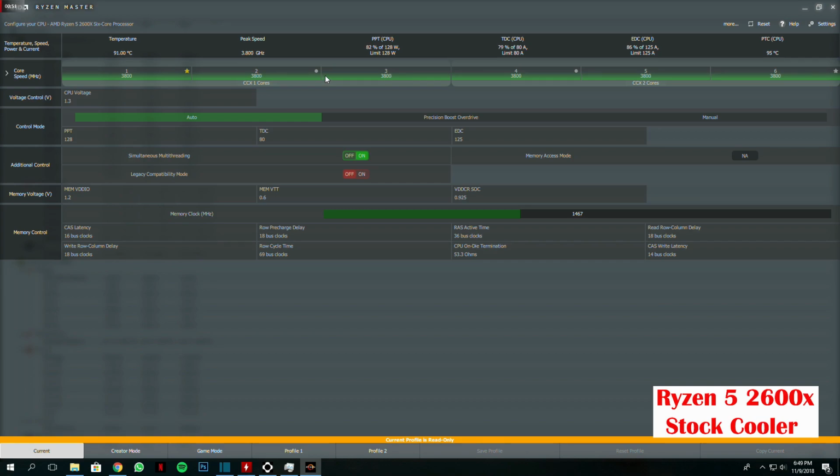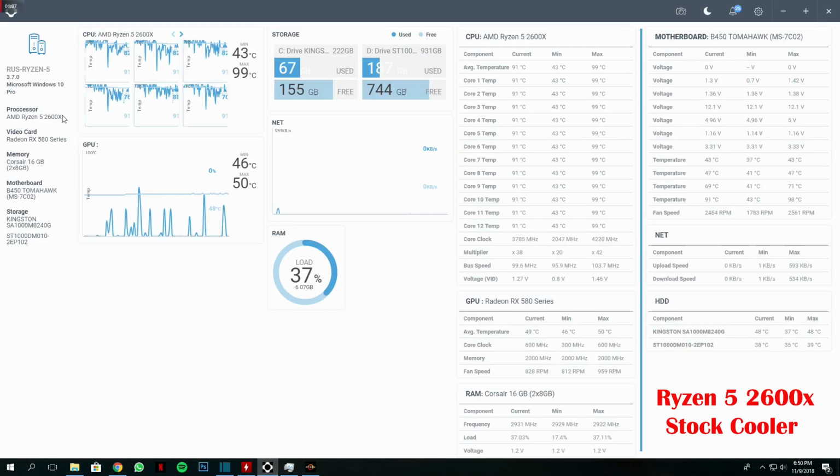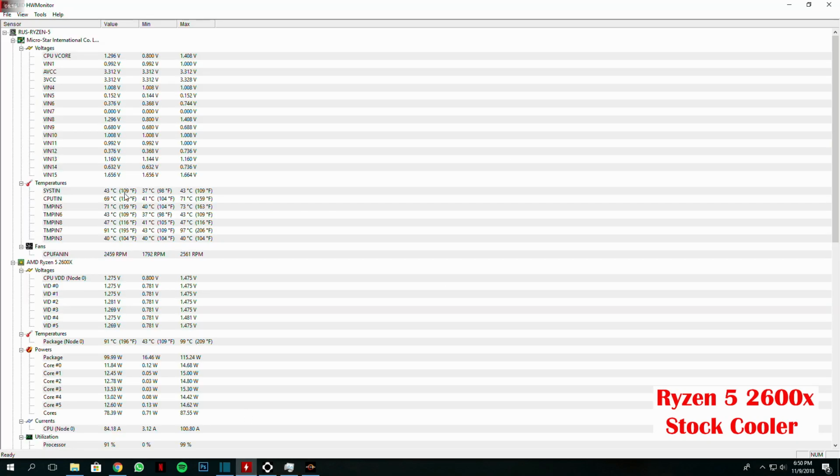So I'm showing you the Ryzen Master temperature reading. It hits up to 91 degrees. There's only one application that is running, it's only Shotcut, and I'm doing the export this time. Here you can see it hits up to 99 degrees maximum in the CPU cam.